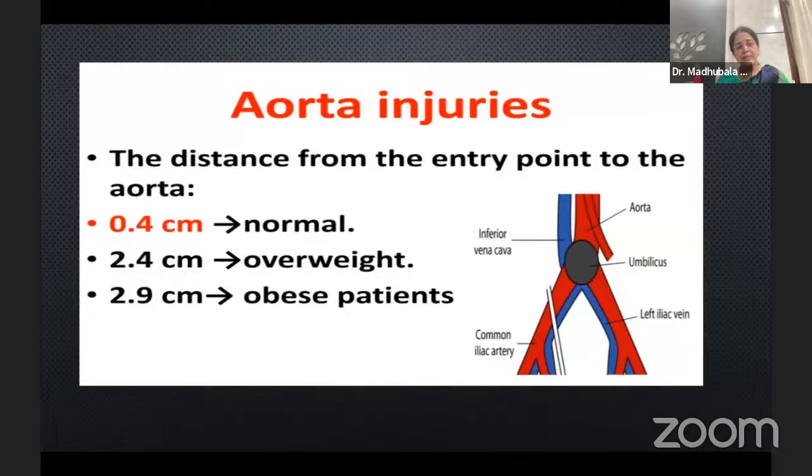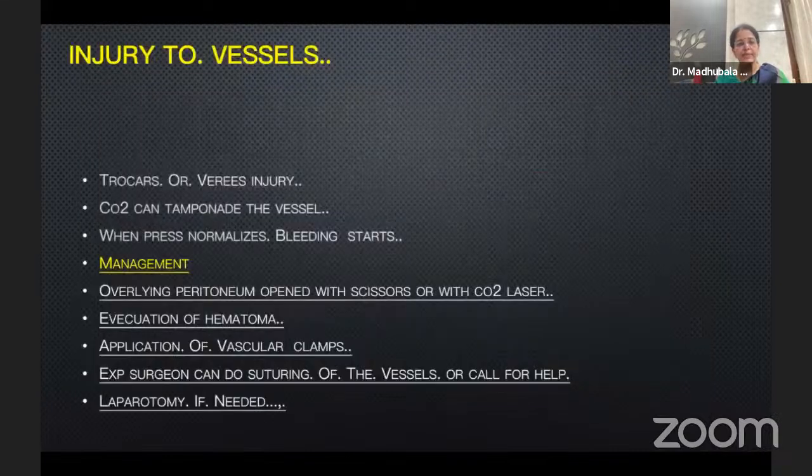The distance from the entry point to the aorta is only 0.4 centimeters in normal women. That is why we should not go perpendicular, so that we will not hit the aorta. We have to go at a 45 degree angle. We should have a 45 degree angle when you insert the trocar. And in overweight women it is 2.4 and 2.9 centimeters in cases of obese patients. So the angulation should be different in these individuals.